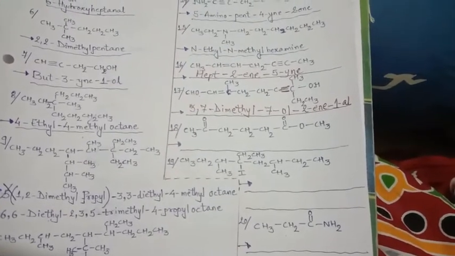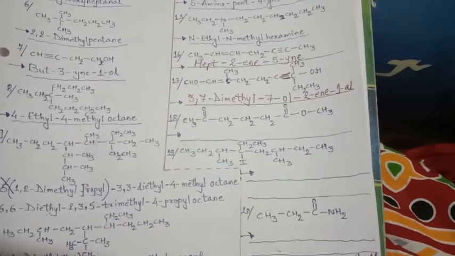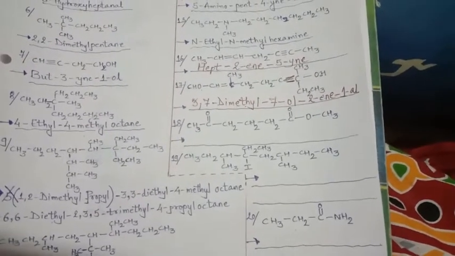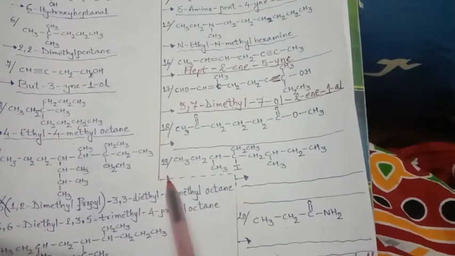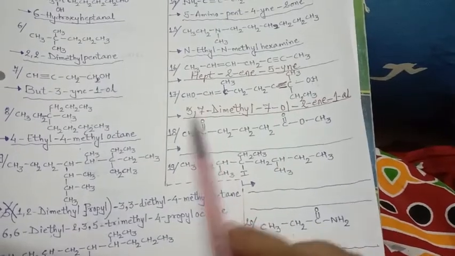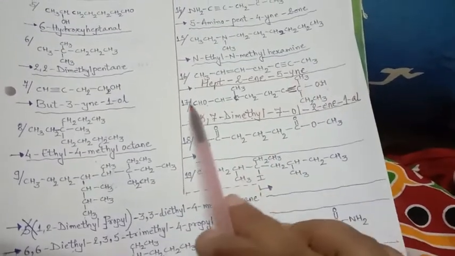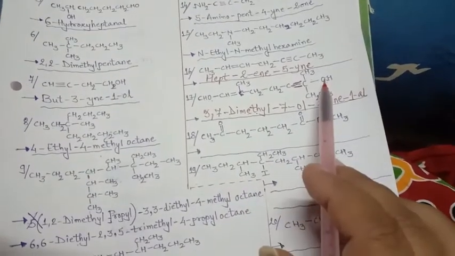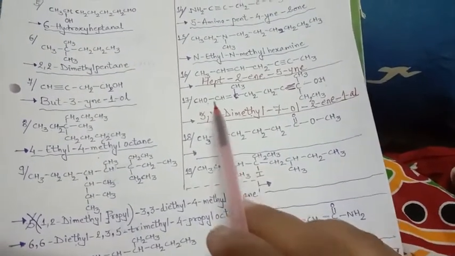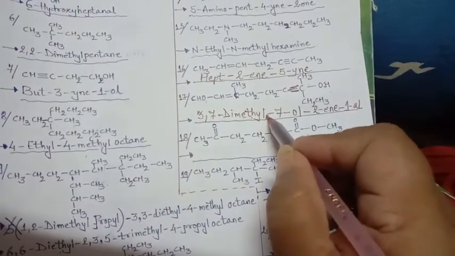The name and how to give the name, I think everyone has come to know. But now what mistake have we made? What is the parent chain here? Here we have written all the attachments. See, 3,7-dimethyl 7-ol 2-ene 1-al. But what about the parent chain? The parent chain should be written. Where is the 7-ol? In the parent chain. So what is the parent chain? Non-ene. Right? So please take this.